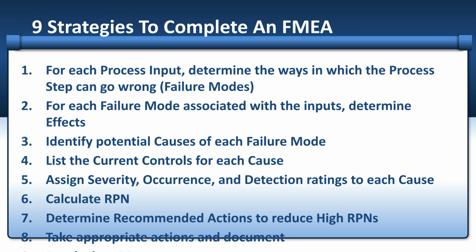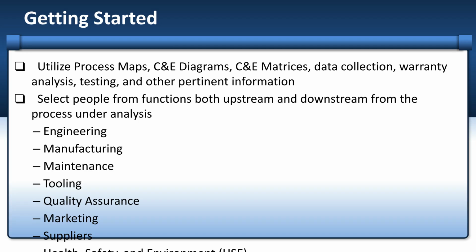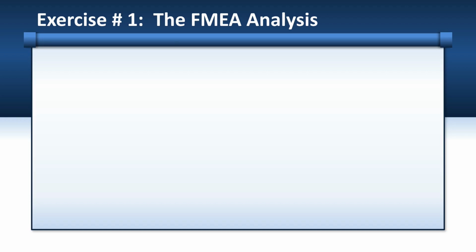Completing an FMEA involves 9 strategies: determining failure modes and effects, identifying causes, listing current controls, assigning ratings for severity, occurrence, and detection, calculating RPN, recommending and taking actions, and recalculating RPNs. To get started, use process maps, cause and effect diagrams, and other relevant information. Select people for the FMEA team from various functions, both upstream and downstream, such as engineering, manufacturing, quality assurance, and HSE. You may now complete an FMEA exercise using provided files to practice the analysis section.